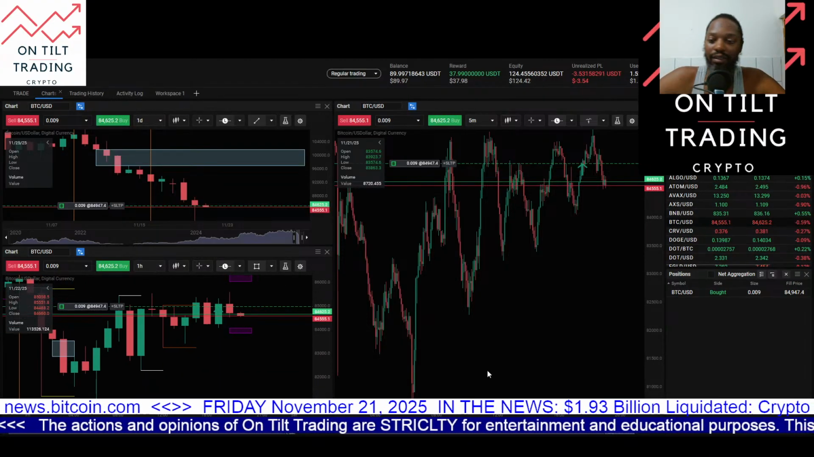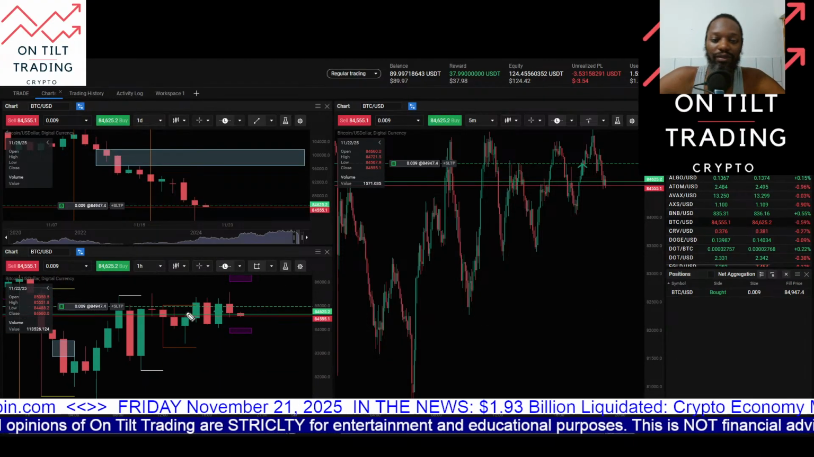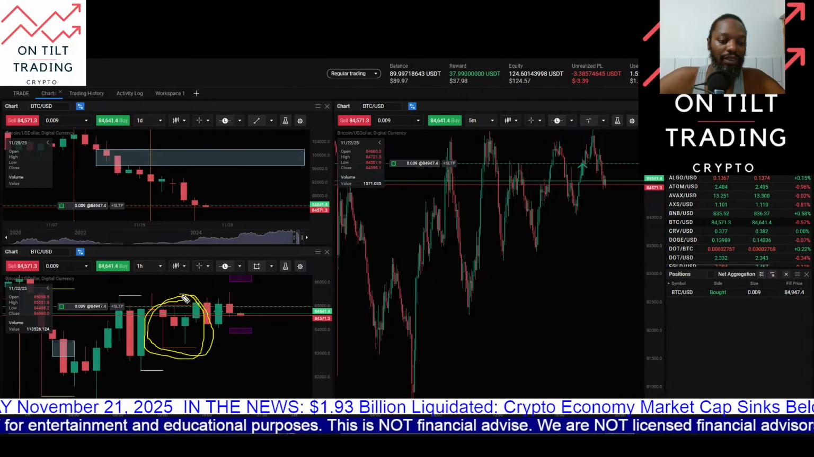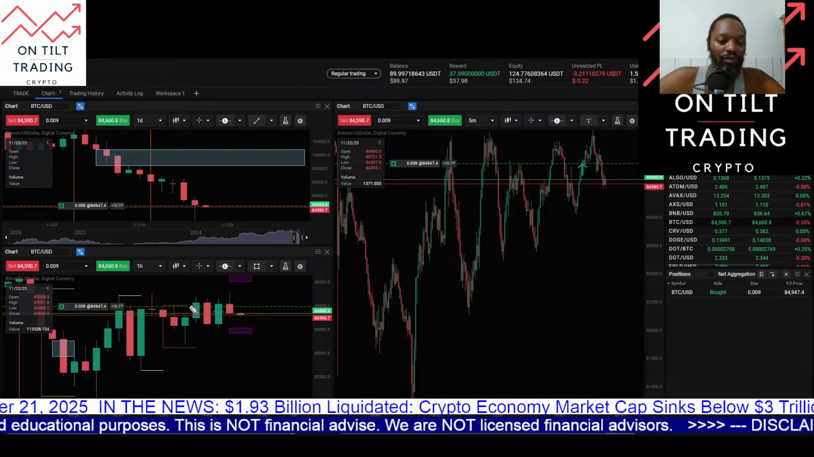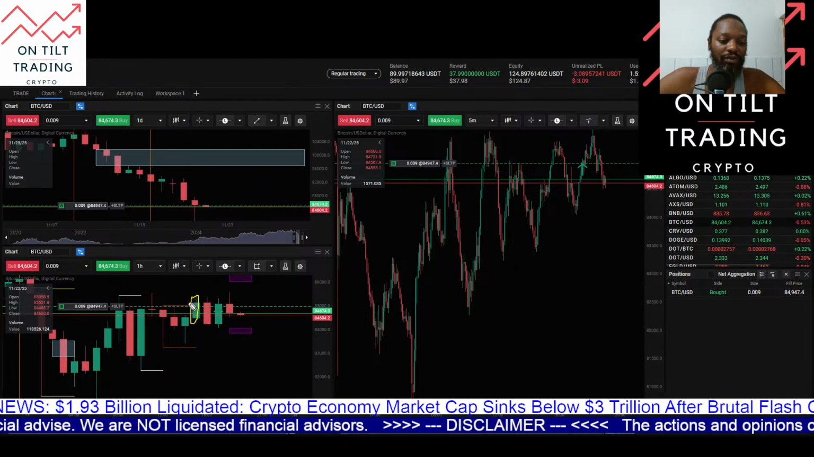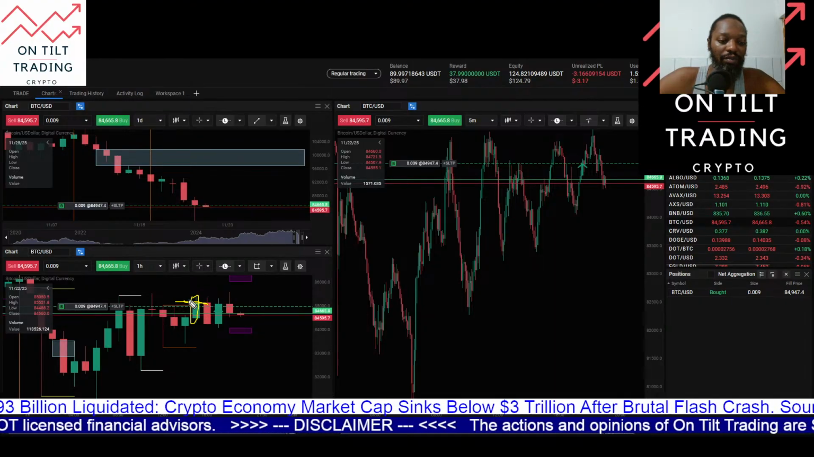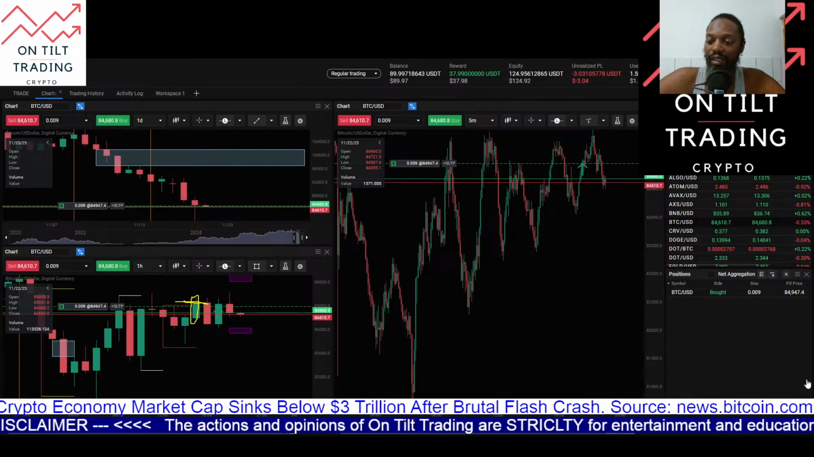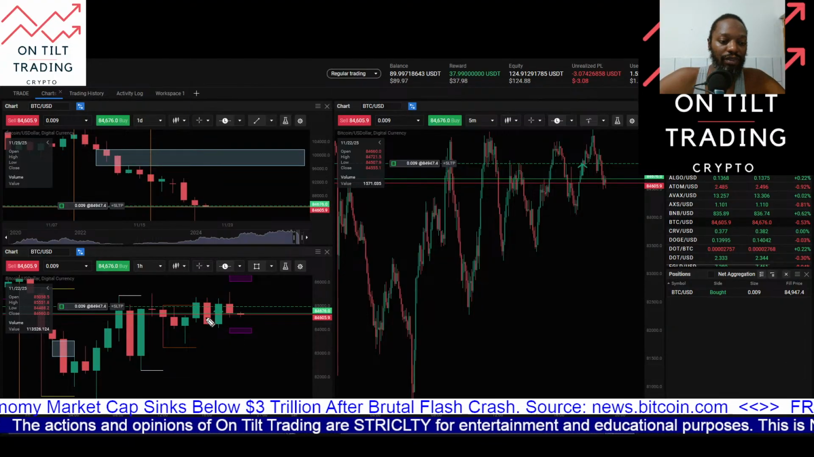Then we get this price action here. This is the New York PM session. Just after the New York PM session, we get this candle here which closes above the New York PM session. This triggers a potential long trade for me.